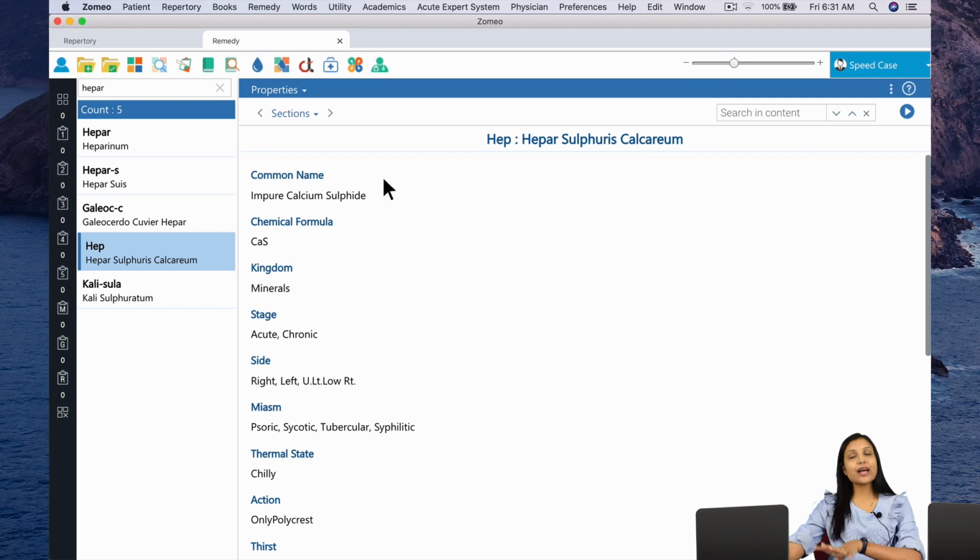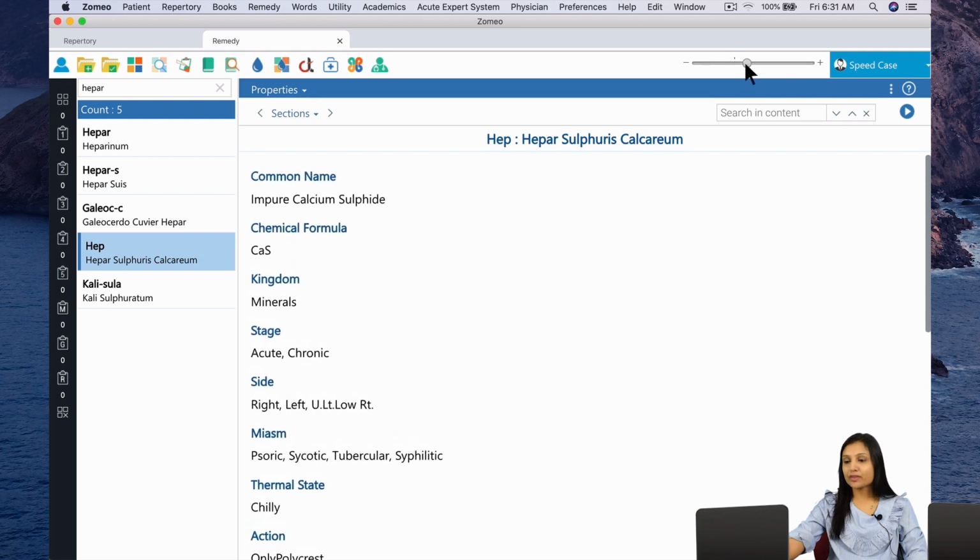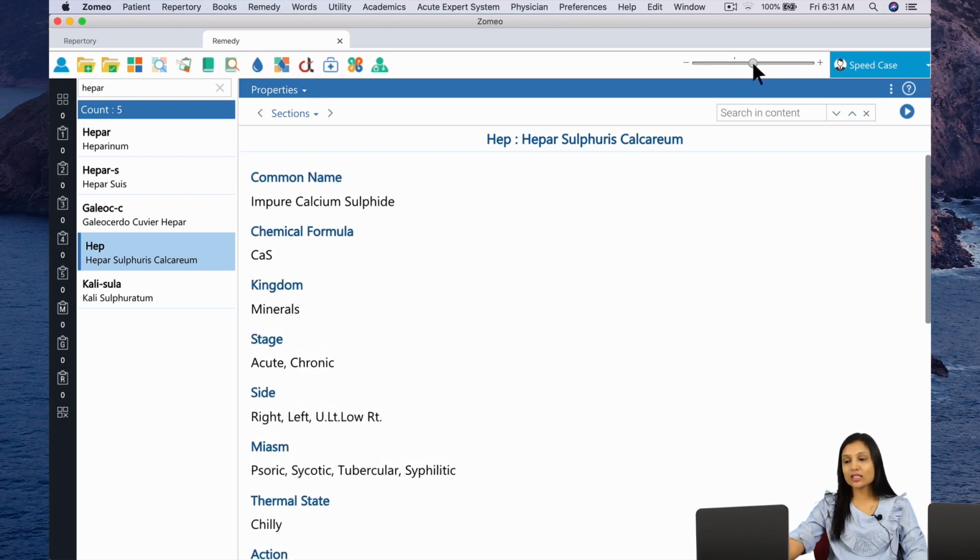Now look carefully at its common name. To read this information better, let us increase the font size. To increase the font size, all you have to do is drag the cursor of the font line towards the right, and the font size automatically starts increasing. Now, if you look at the common name, it's very interesting. It is an impure form of calcium sulphide.